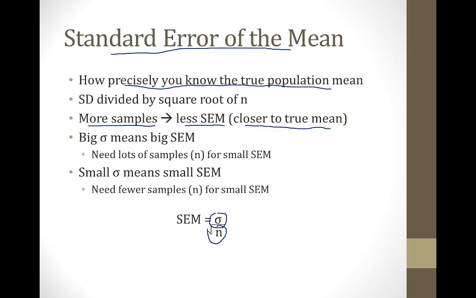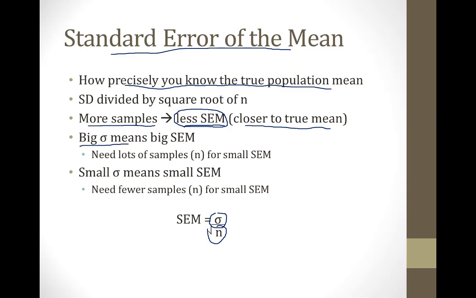If I take 10 blood pressure readings and use those to estimate the characteristics of 10,000 people, I could be way off. On the other hand, if I take 1,000 blood pressure readings and use those to estimate the characteristics of 10,000, I am probably closer to the true mean. And that's why the standard error of the mean gets lower the more samples you have.